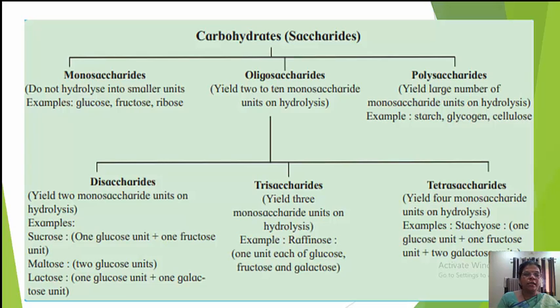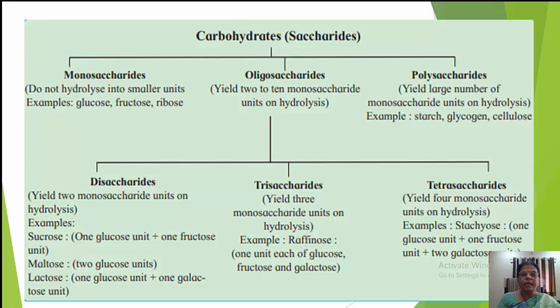First is disaccharides. These disaccharides yield 2 monosaccharide units on hydrolysis. For example, sucrose. Sucrose on hydrolysis gives 1 unit of glucose and 1 unit of fructose. Then the second example is maltose. Maltose on hydrolysis gives 2 glucose units. And third is lactose, which on hydrolysis gives 1 glucose unit and 1 galactose unit.